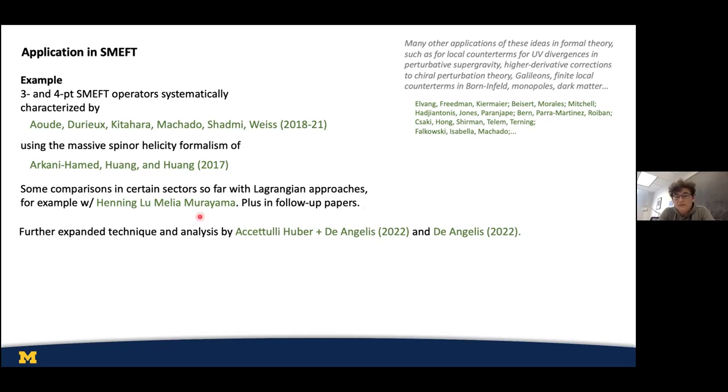There's also very recently from people at Queen Mary work that goes to higher order and is more systematic in comparisons. There are many other applications that I just list up here in the corner to apply these methods of using amplitudes methods for determining local operators, everything from supergravity and into Born-Infeld, chiral perturbation theory, and so on. Here are just some of the names, but there are many others in this area, and including also ideas in dark matter.